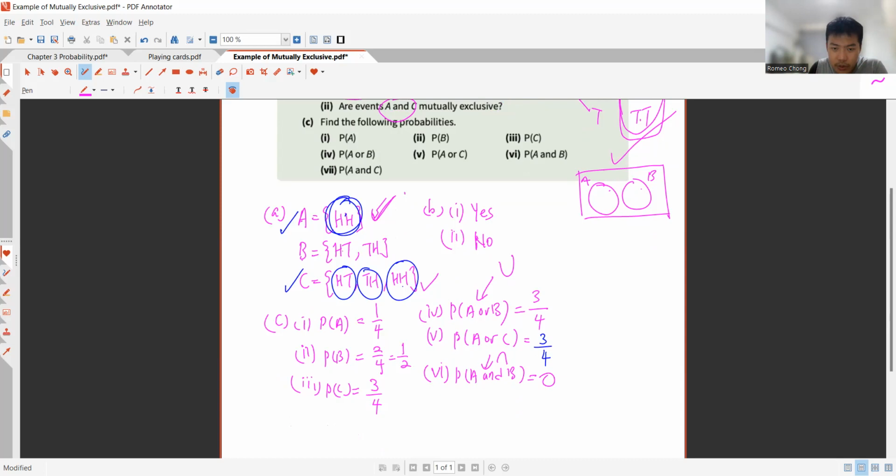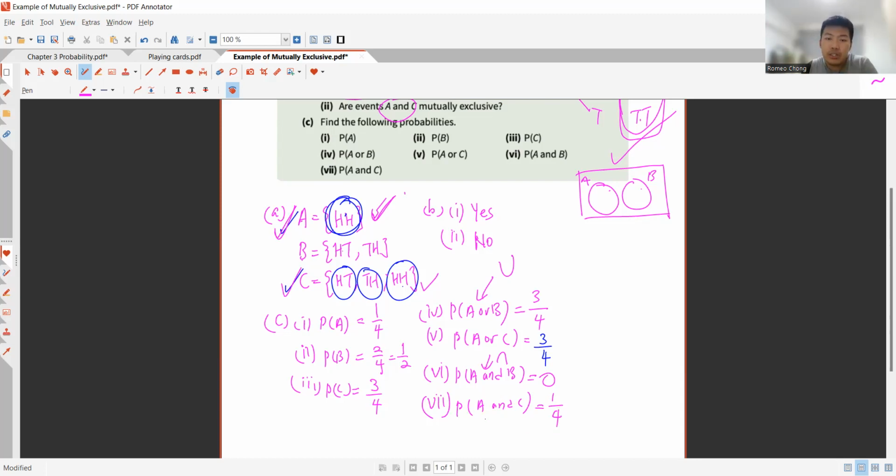And then next, question number 7, you have the probability of A and C. Now we look at A and C, meaning A intersect C. If you look at A intersect C, there is one common element. Because of the word and, the outcome must belong to A and C at the same time. So you have to find the common one. There is one, which is HH, out of the total of 4.